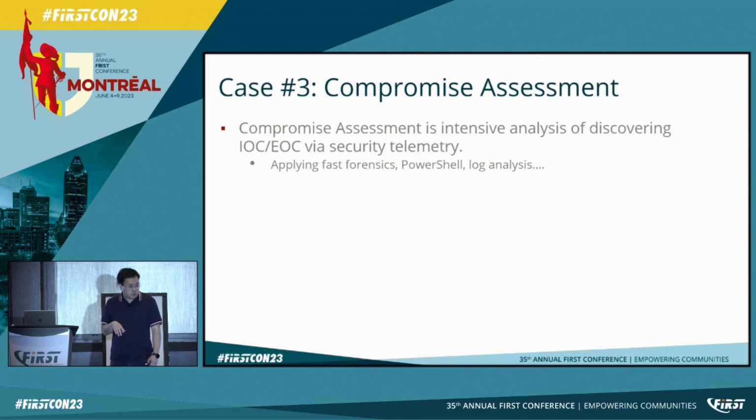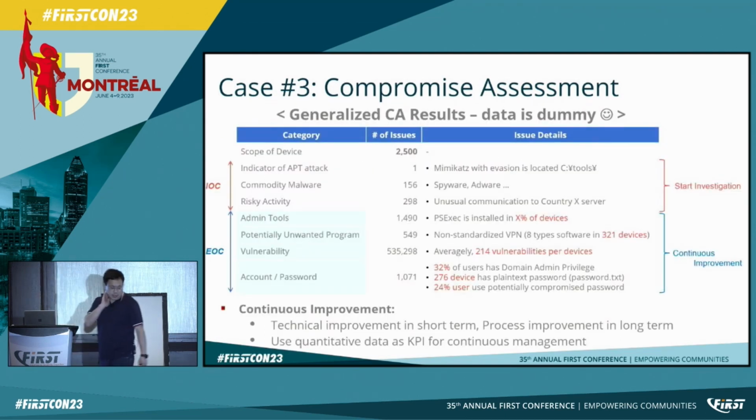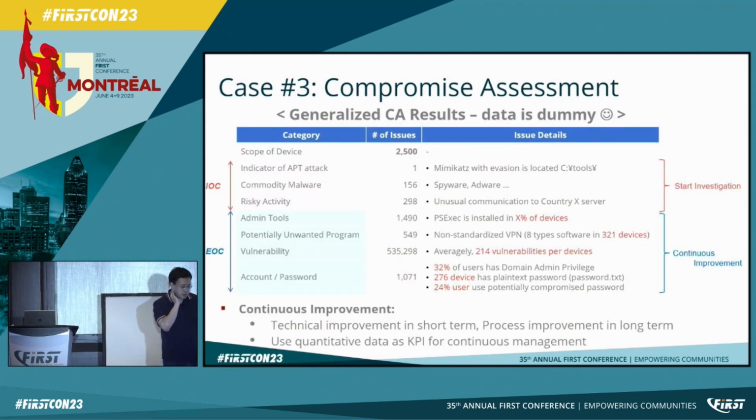Thirdly, about the compromise assessment. The compromise assessment basically uses fast forensic techniques, PowerShell, or log analysis techniques. We have an intensive analysis to discover indicators of compromise or enablers of compromise via security telemetry. This is a typical generalized compromise assessment result. Of course, the data is dummy, but basically we review the IOCs, the indicators of compromise. Of course, if there is an indicator of compromise, it means we start an investigation. The CSIRT is working on it.